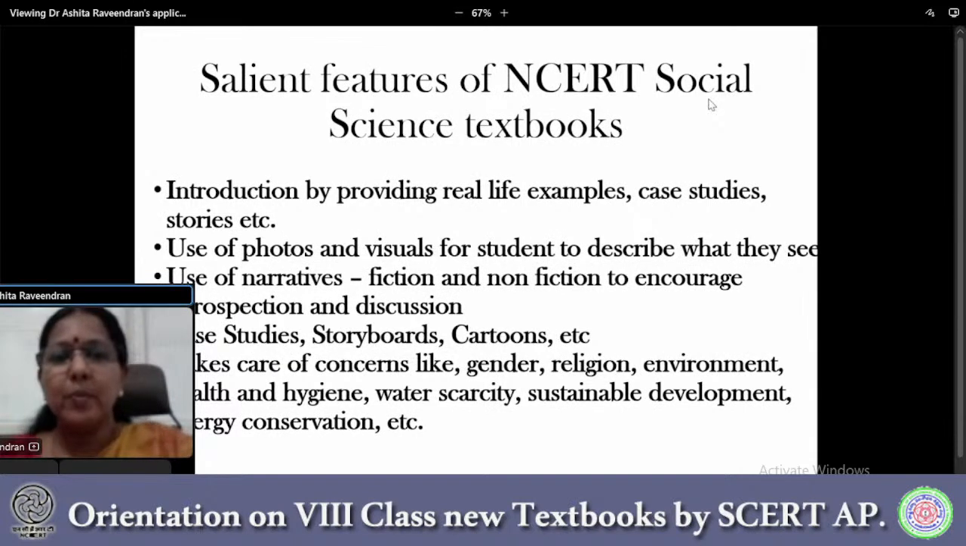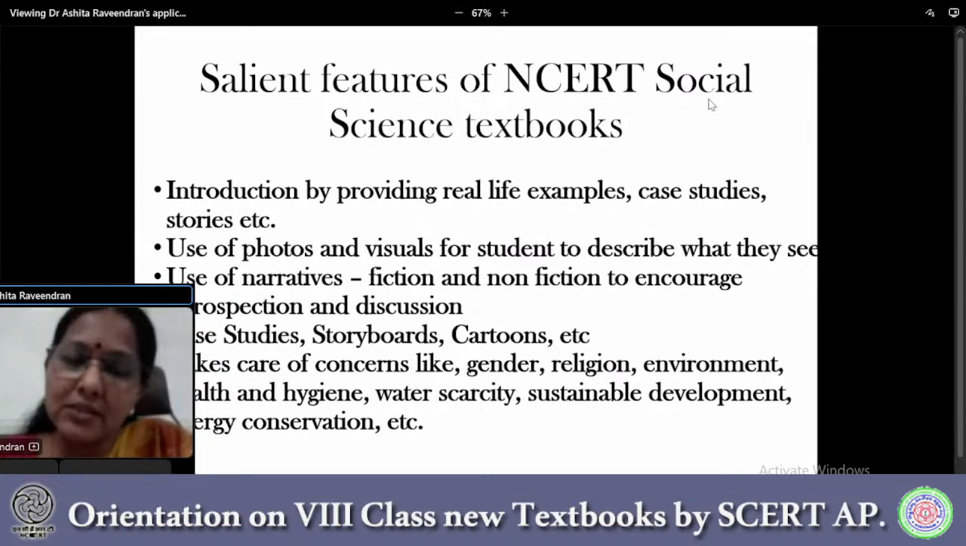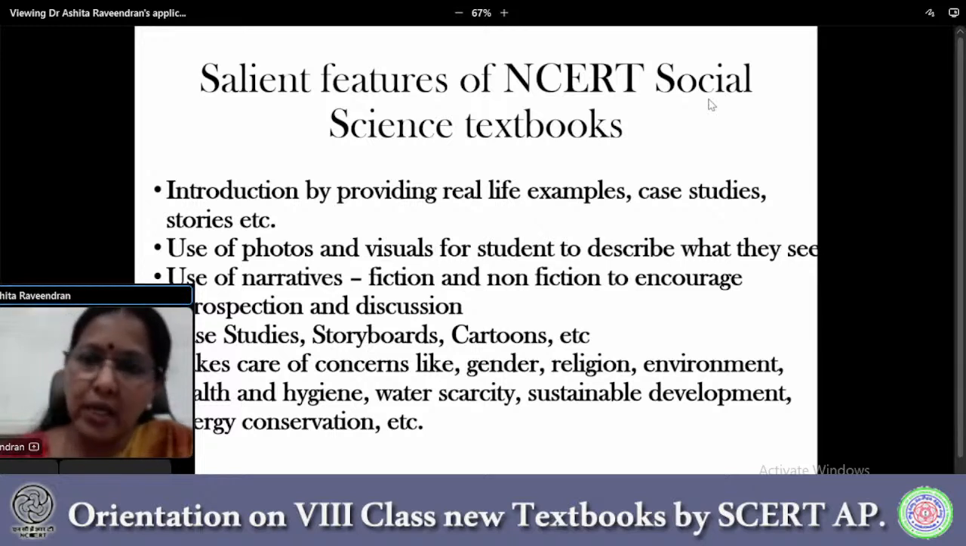Now, coming to the next point, we also have many real life examples, because relating to life is very important for a social science learner. As we have said before, social science deals with real life situations, so we need to give many real life examples. There are many case studies and many stories given, and all these are real life examples. Then there are photos and visuals which depict what they are reading. Then there are narratives that have been used.